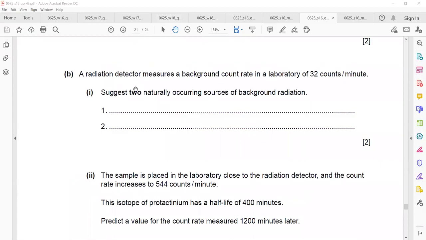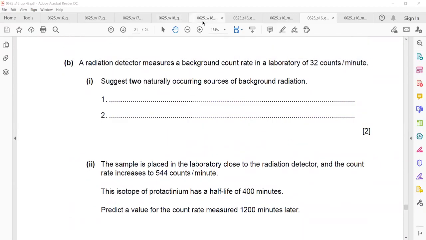The radiation detector measures the background counts of background radiation in the lab, and this background radiation is 32 counts per minute. Don't bother about this unit, because it is a unit for the radiation detector. It can be counts per minute, counts per second, counts per hour. The important thing is just the number. So 32 radiations are there from the background.